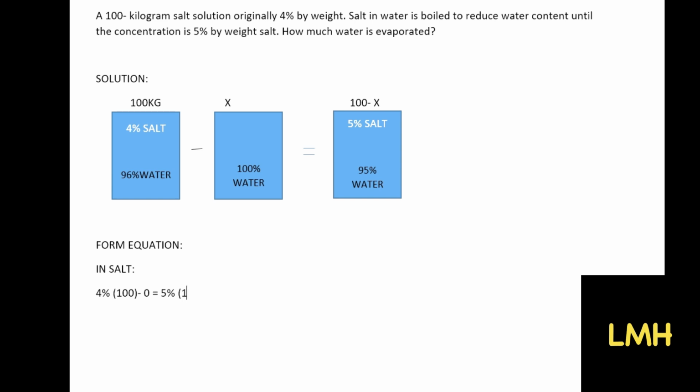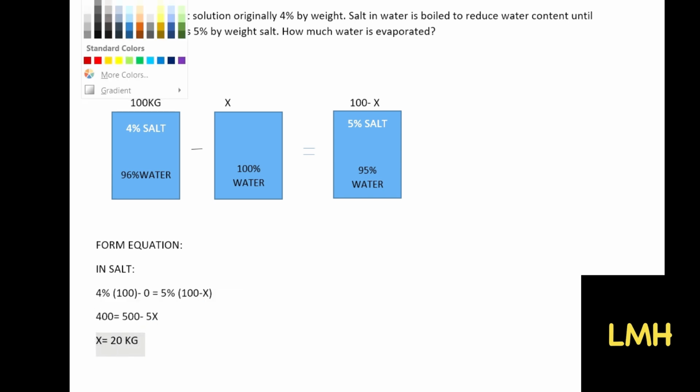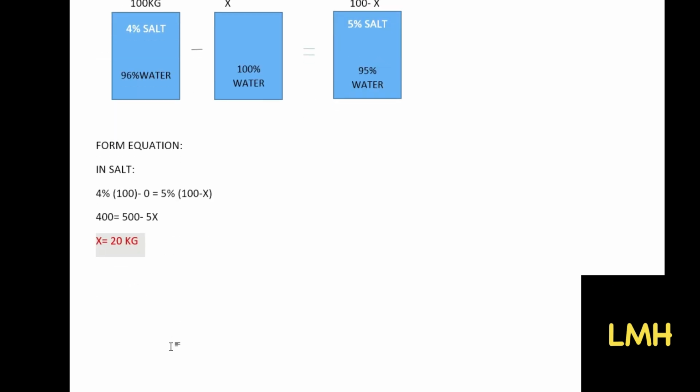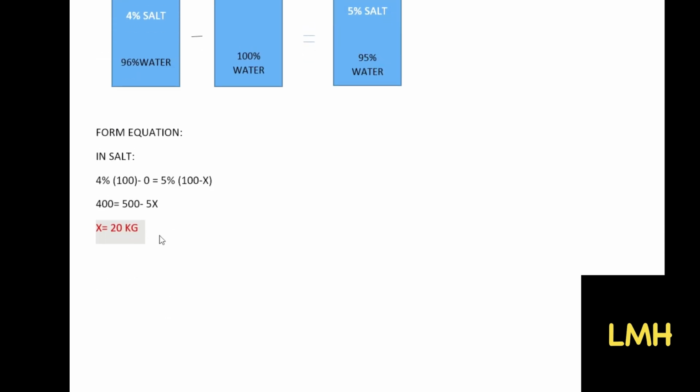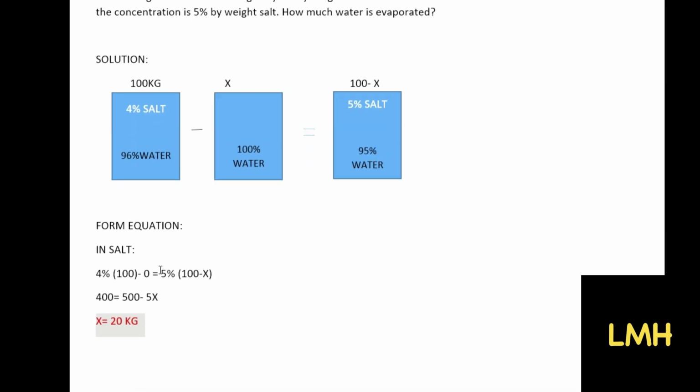Which 4 times 100 equals 400. 5% times 100 equals 500 minus 5% times x. Bring down: 400 equals 500 minus 5x. Then transpose: 500 minus 400 equals 100. 100 divided by 5 is equal to 20. Thus, x is equal to 20. This 20 kg is the weight of water evaporated that made the salt concentrated at 5%.